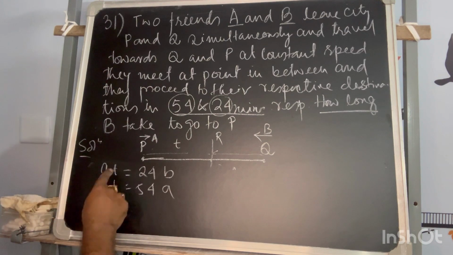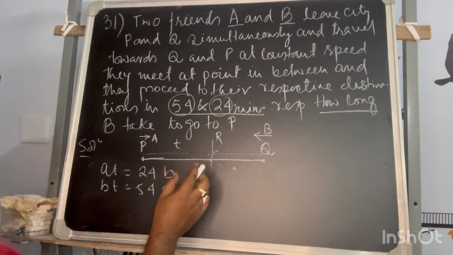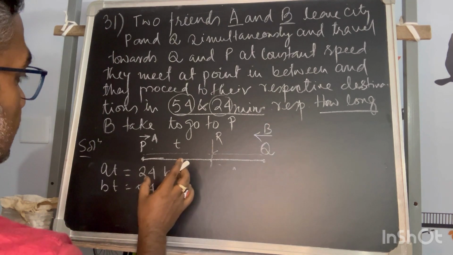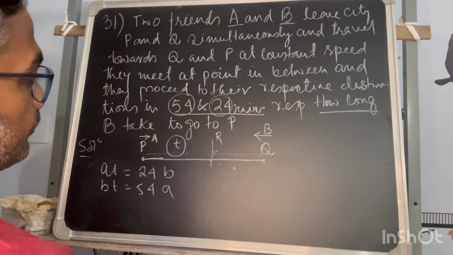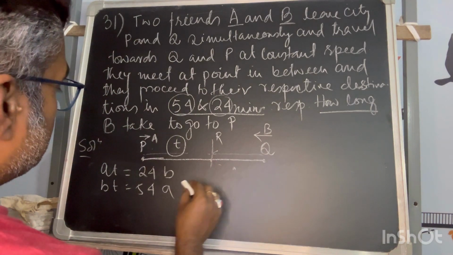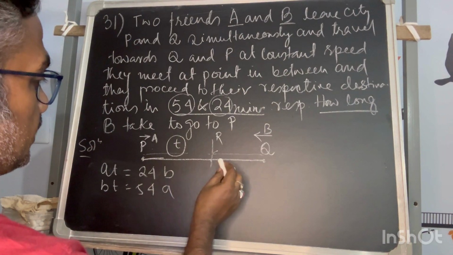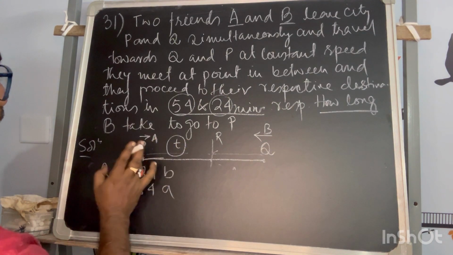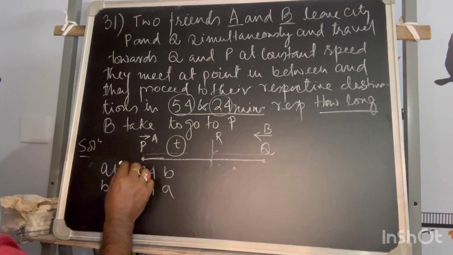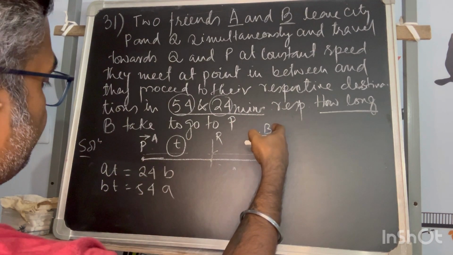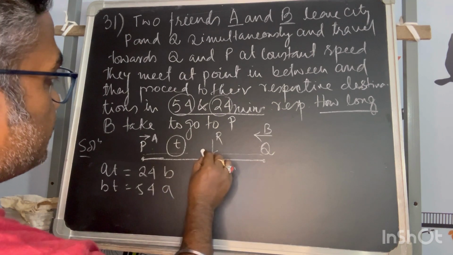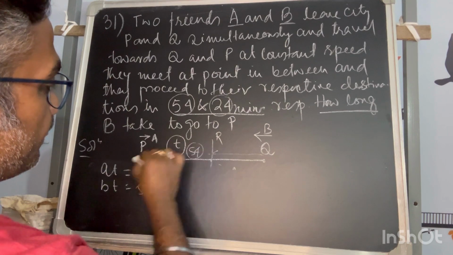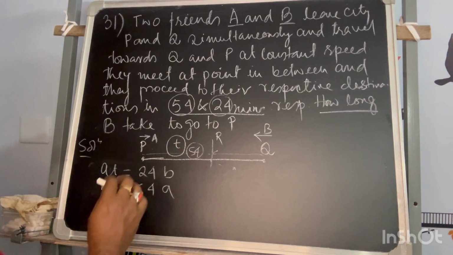So for that I need to calculate the speed of B, or if I can calculate T and the speed of B, then I can calculate the time, because I know the speed and the time is needed. So I need not calculate the velocity of B. Why? Because this part of the time by B is already mentioned here, 54. Okay.